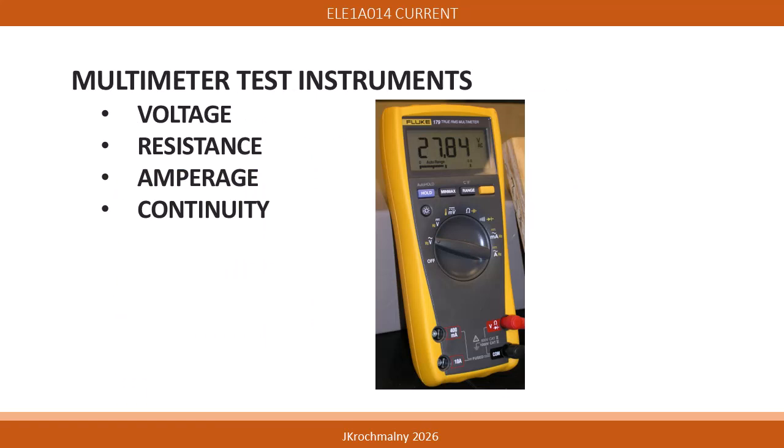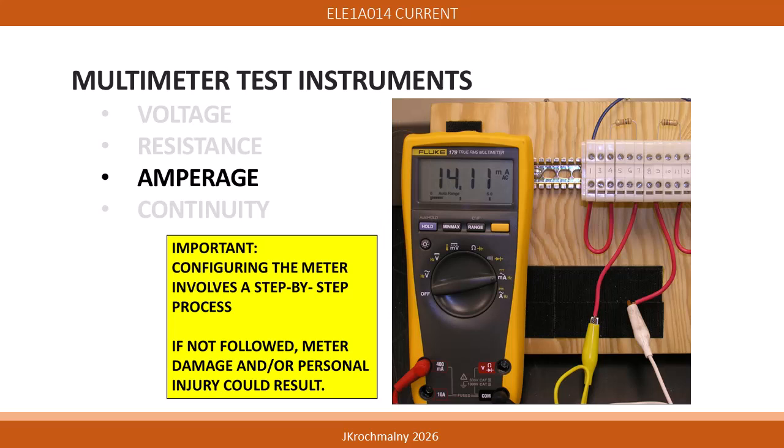Multimeters are the workhorse of the electrical trades. Multimeters can be configured for voltage, resistance, amperage, and continuity measurements. In this presentation, we'll focus on measuring for amperage. It is critically important to follow these instructions before amperage measurements are taken. If not followed, meter damage and/or personal injury could result.